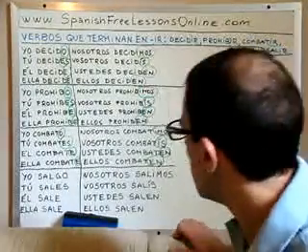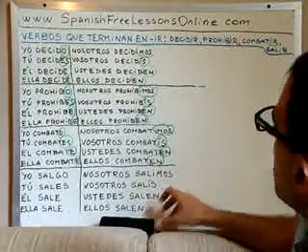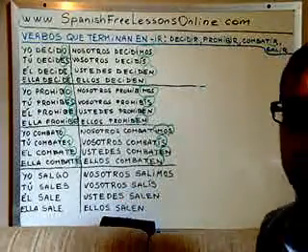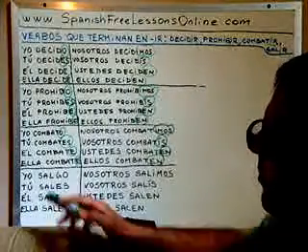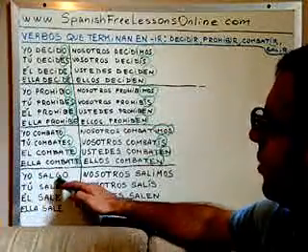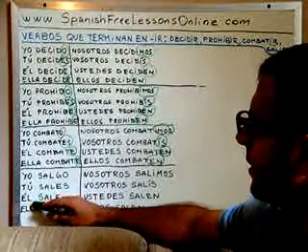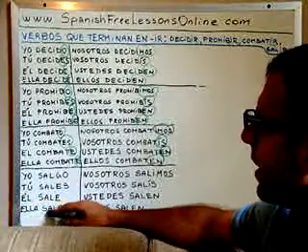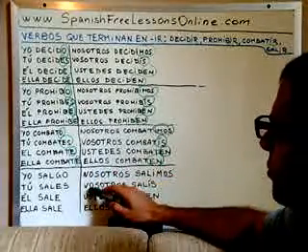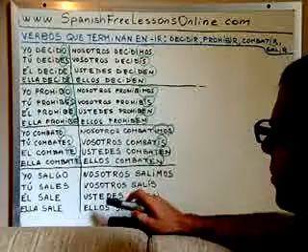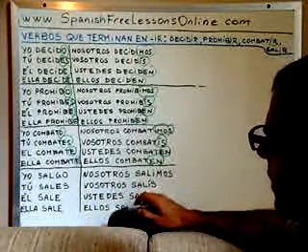So our last verb now to learn is the verb salir. The verb means to go out or to get out. Yo salgo. Tú sales. Él sale. Ella sale. Nosotros salimos. Vosotros salís. Ustedes salen. Ellos salen.